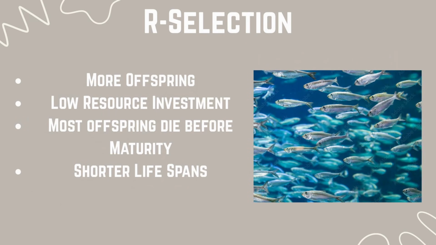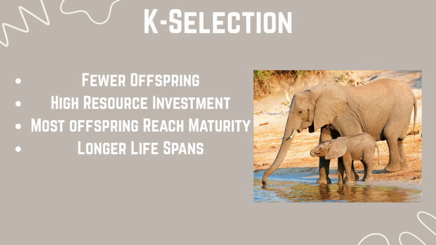R selection involves having a greater number of offspring to counterbalance high mortality rates among offspring. With this strategy, species often spend less or no resources tending to their offspring either, given the sheer quantity. K selection involves having fewer offspring as a result of lower mortality rates, and unlike R selection, this allows the parents to dedicate far more time to their offspring to ensure that the few that they have survive.